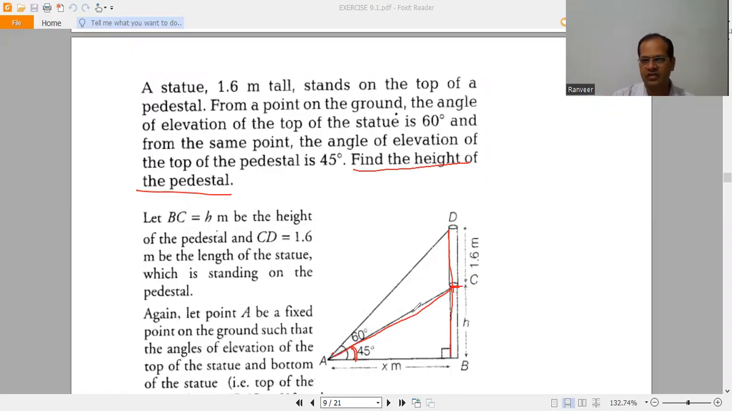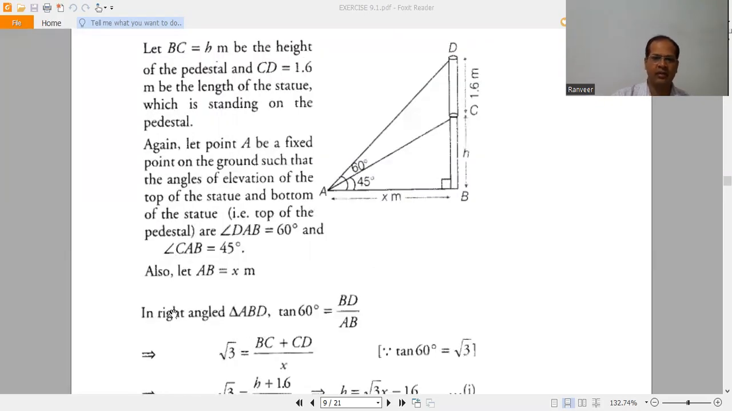Now the previous question and this question are completely the same. So first of all, what we have to do, suppose this is the length x meter and this is the height h. Now in the bigger triangle ABD, first we have to find out tan 60 degree. This is the total length 1.6 plus h divided by x meter. This is the first value we have to find out.